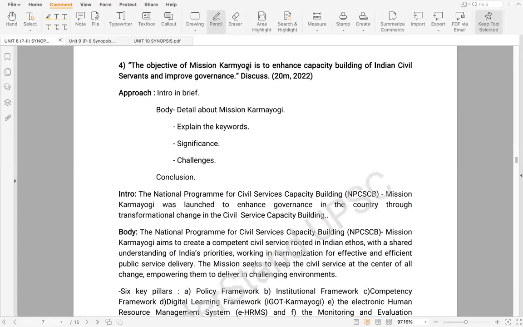Right. This question was highly expected. The objective of Mission Karmyogi is to enhance the capacity building of Indian civil servants and improve the governance. Directly a 20 marker, it was highly in news. So we'll talk about the Mission Karmyogi in brief. This will not be sort of a model answer, but more of the details about Mission Karmyogi.